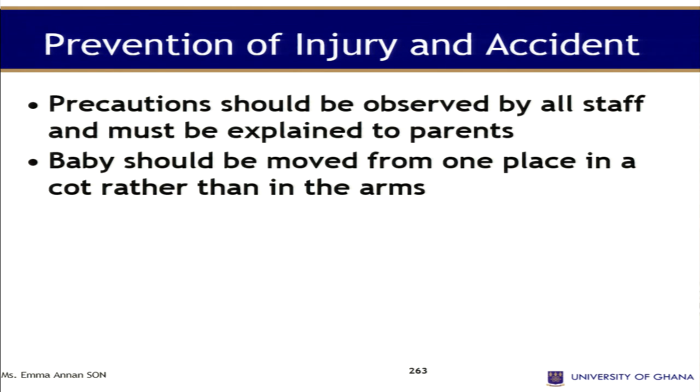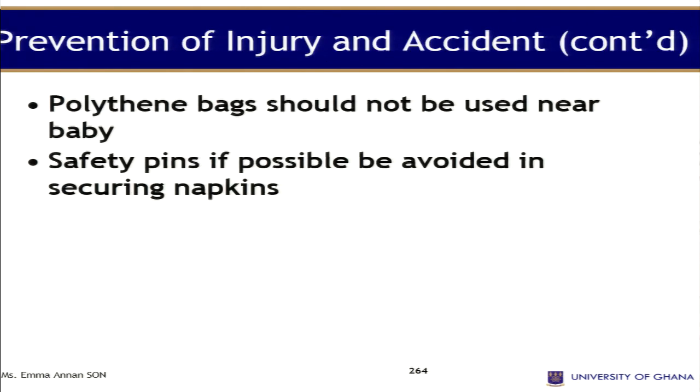Baby should be moved from one place in the cot rather than in the arms. When you are transporting the baby from the labor ward to the ward, make sure that you put the baby in the cot rather than carrying the baby in your arms. So on prevention of injury and accident, polythene bags should not be used near the baby. Safety pins, if possible, should be avoided.